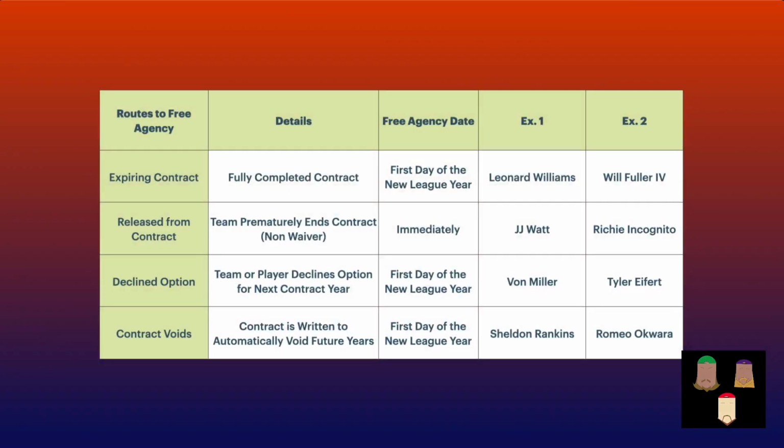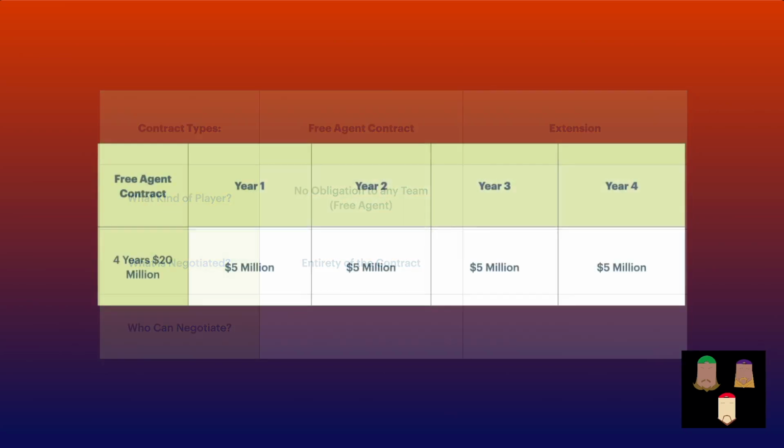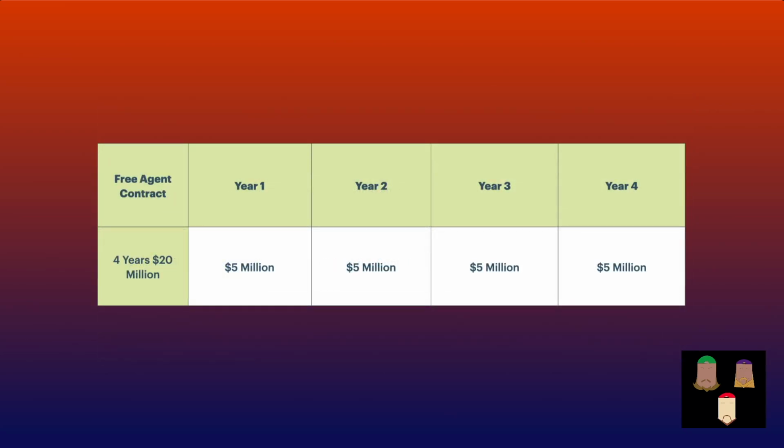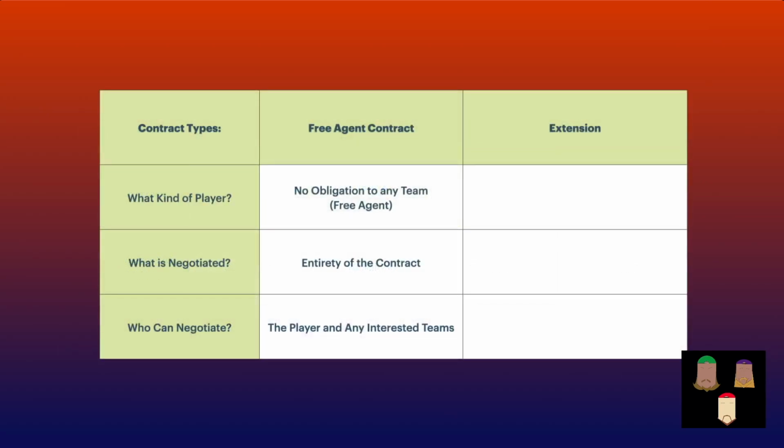Next, I quickly want to go over the difference between an extension and a free agent contract. A free agent contract is signed by a player who is under no obligation to any team, and it begins immediately. It is negotiated based on the entirety of the contract, so to put it simply, a 4-year contract that totals $20 million is a contract that lasts 4 years from when it was signed and averages $5 million per year. A player can be in negotiations with multiple teams prior to the signing of a contract of this type.